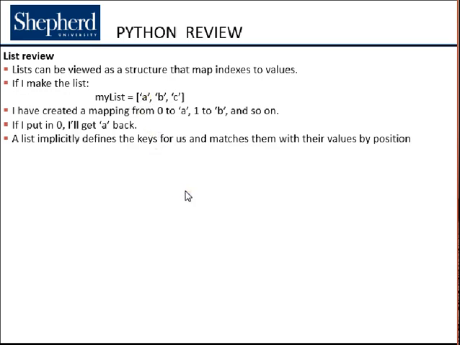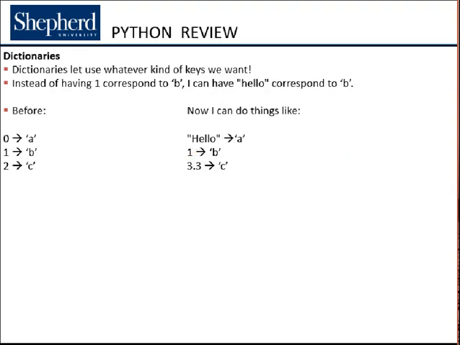There are times, though, when that can be rather cumbersome, and we want to give actual names. We want to have flexibility in how we name our index. So a dictionary lets us use whatever kind of keys we want.